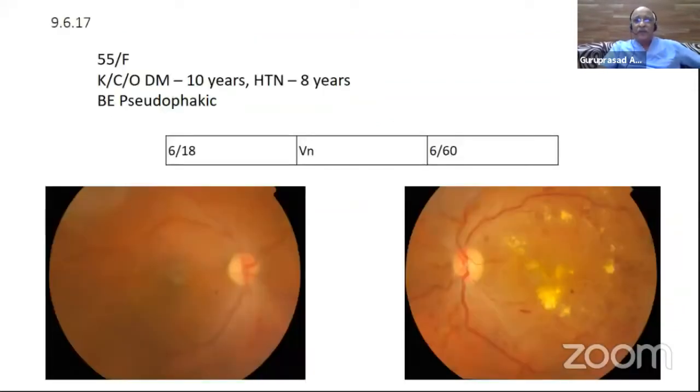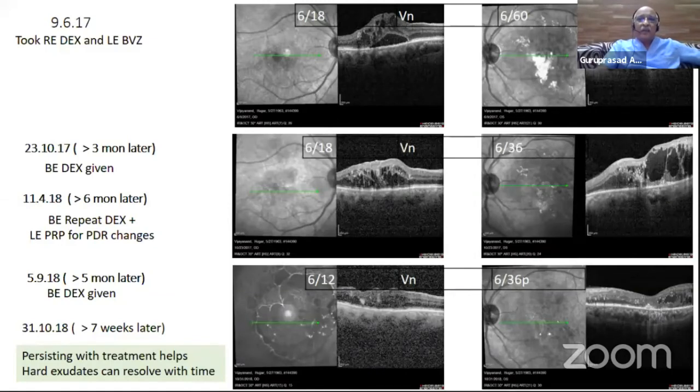Another patient with severe hard exudates, accumulation of hard exudates perifoveally in the left eye, and mild diabetic macular edema in the right eye with corresponding vision. You can see that. And this is the OCT picture. All I want you to see here is that the final visual acuity is good, from 6/18 and 6/60 to 6/12 and 6/36 over a period of 1.5 years.